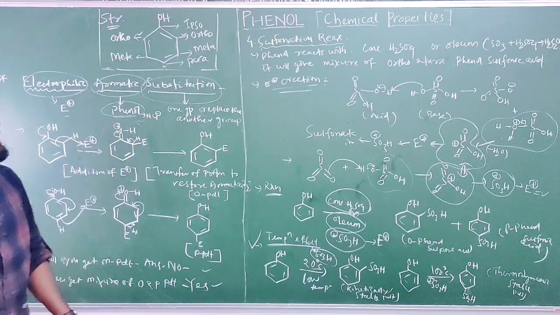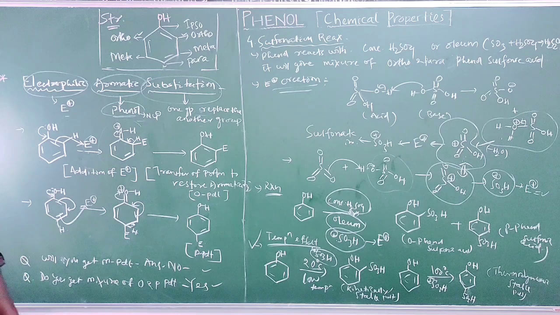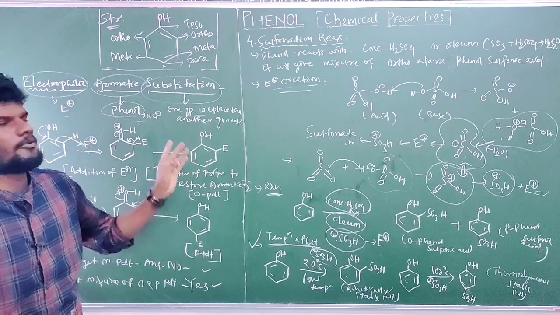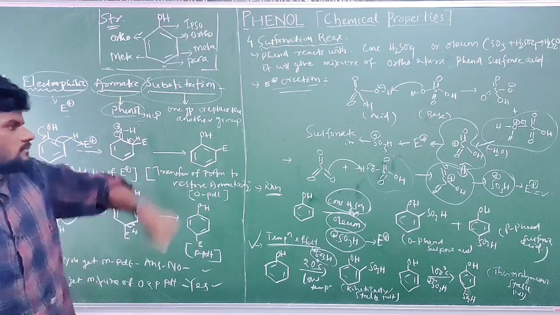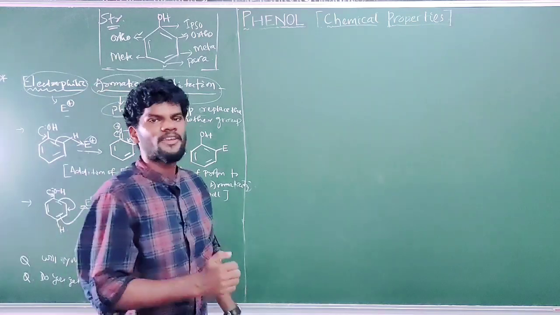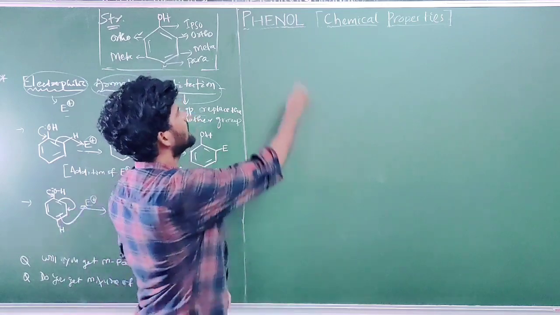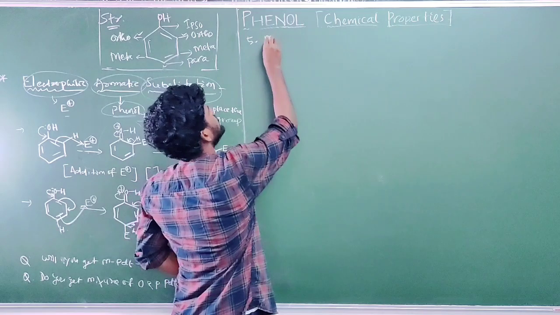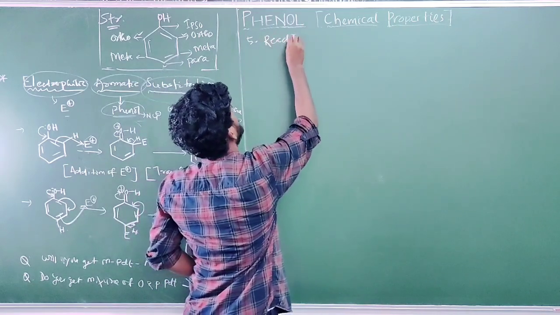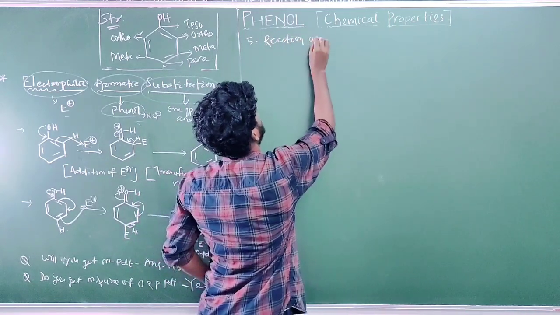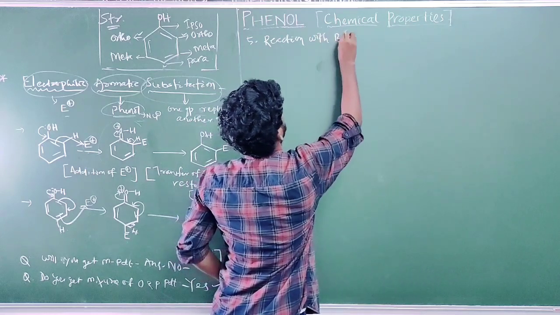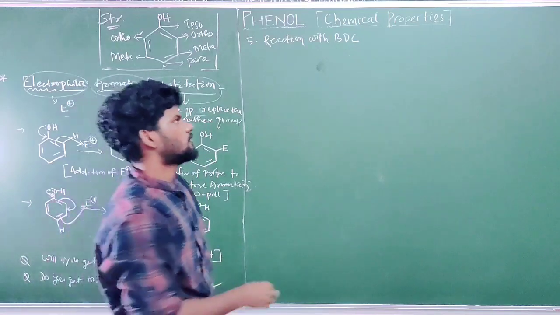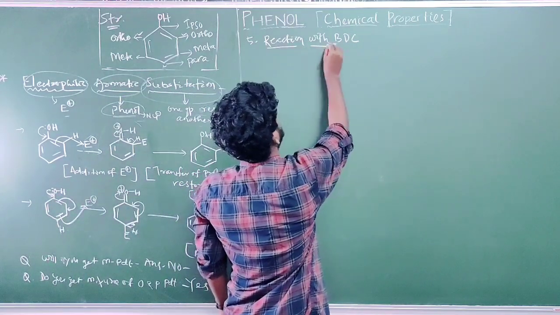So note it down again, or take a screenshot, or pause the video and write the mechanism points. Okay, look at reaction number 5 of phenol. In 5, write reaction with BDC, benzene diazonium chloride. Structure of BDC I will draw later.